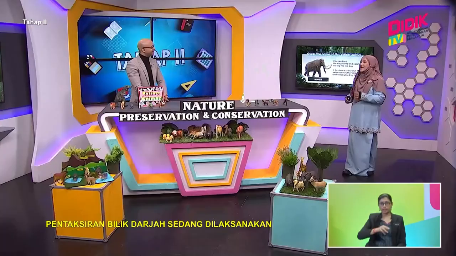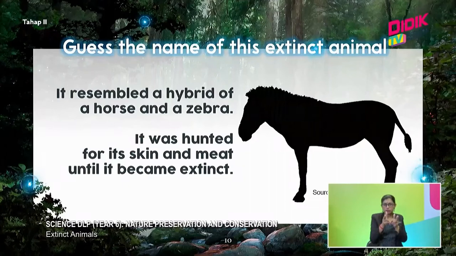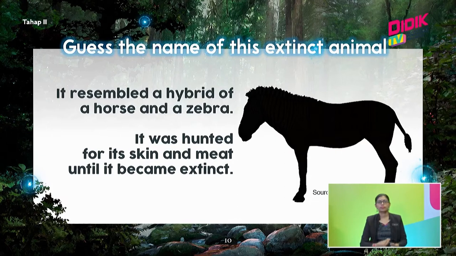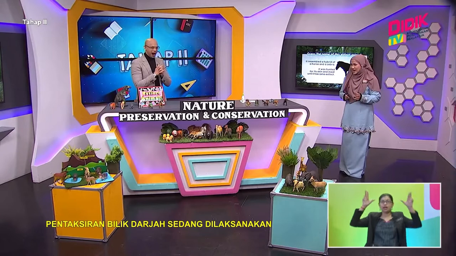What about this? It resembled a hybrid of a horse and a zebra. It was hunted for its skin and meat until it became extinct. You mentioned this earlier. The front part looks like a zebra. The back looks like a horse. I think it is a quagga. Quagga? Are you sure that's how you pronounce it? Quagga or quagga?